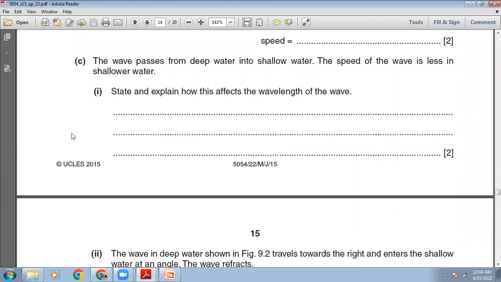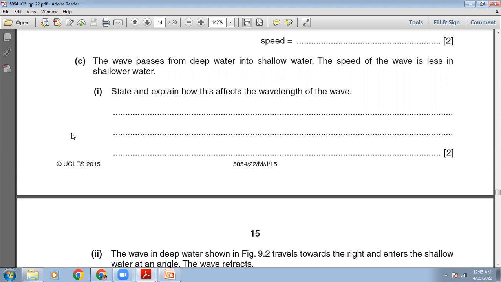He says the wave passes from the deep water into shallow water. The speed of the wave is less in the shallow water. State and explain how this affects the wavelength of the wave. So this can be explained by 2 methods. So try to understand both the methods.